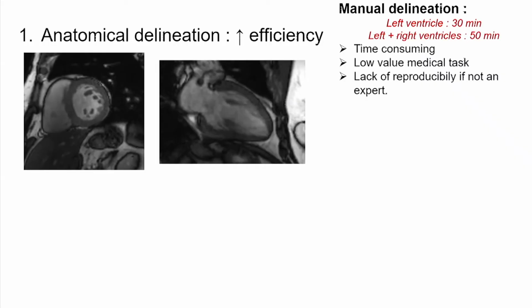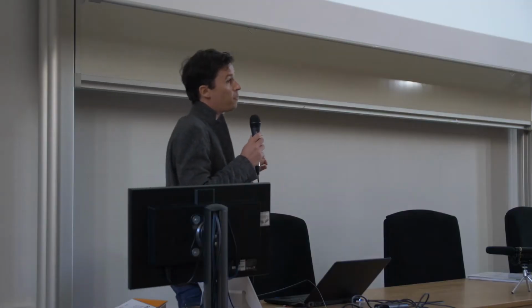So some examples of CAD applications. The first one is anatomical delineation. When I was a resident, I began working on MRI images, and a big part of my work was to delineate the left and right ventricles, and it could be a very, very long task, from 30 to 50 minutes, and it was quite important because it calculates the volume of the heart and the ejection fraction, so I had to spend time on this, but I think it was quite a low-value medical task that I could not give to another person because it was quite difficult, but it was very time-consuming.